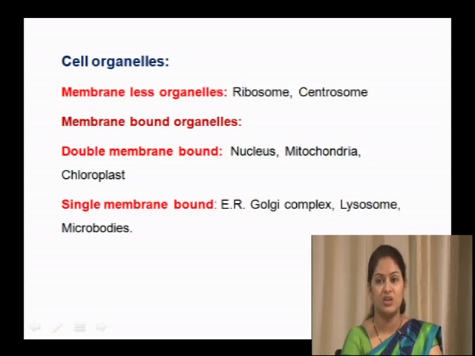Membraneless organelles include ribosomes, which are generally referred to as the protein factories of the cell. They are considered 80S ribosomes if they are present in the cytoplasm, and they are classified into larger and smaller subunits. The larger subunit of the 80S ribosome is the 60S subunit, and the smaller subunit is referred to as the 40S subunit.